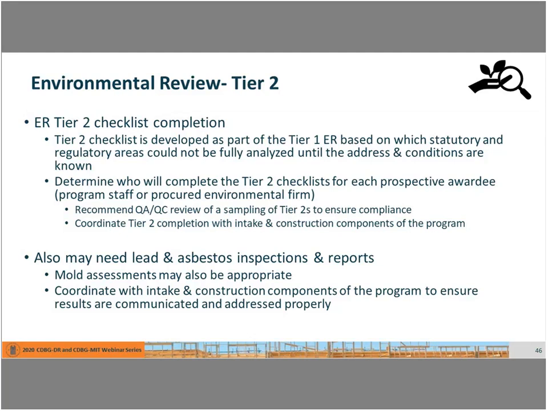Here we also want to mention that sometimes, separate and apart from, or over and above the Tier 2 checklist, there will be additional requirements for other assessments or inspections related to lead and asbestos, and some communities have chosen to also look at mold levels in units before they move to the construction phase. Some of those elements can also be documented in the Tier 2, but there are additional requirements based on the condition, the age, and the situation in the community and with that particular unit that may require lead, asbestos, and/or mold inspections, reports, and treatment to be incorporated in the rehab or reconstruction. Sue, I'm going to pass it back to you.